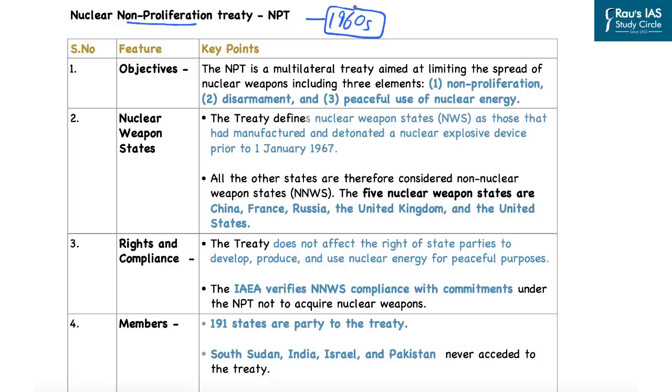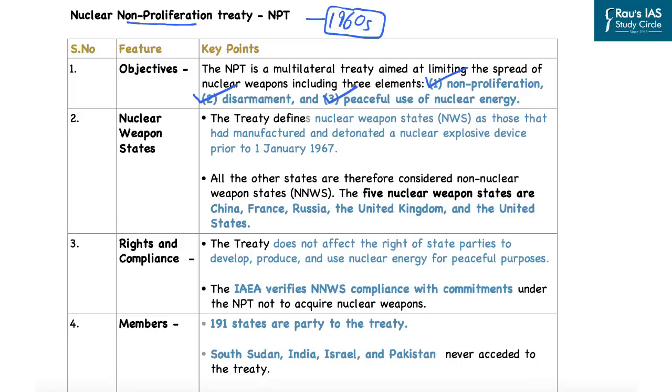In this, the key objectives of the NPT are that it aims at limiting the spread of nuclear weapons, which include first, non-proliferation, that is, there should not be any spread of nuclear weapons beyond the countries that already possess these nuclear weapons. Second is disarmament of the nuclear weapons. If they exist, the nuclear weapons should reduce in number, and also ultimately we should have a world where there is no existence of the nuclear weapons because it is a clear threat to the existence of the humanity itself. And thirdly, it allows for peaceful use of nuclear energy.